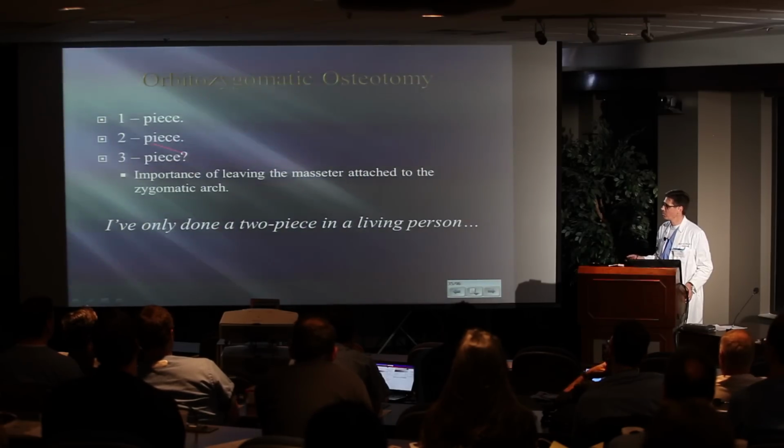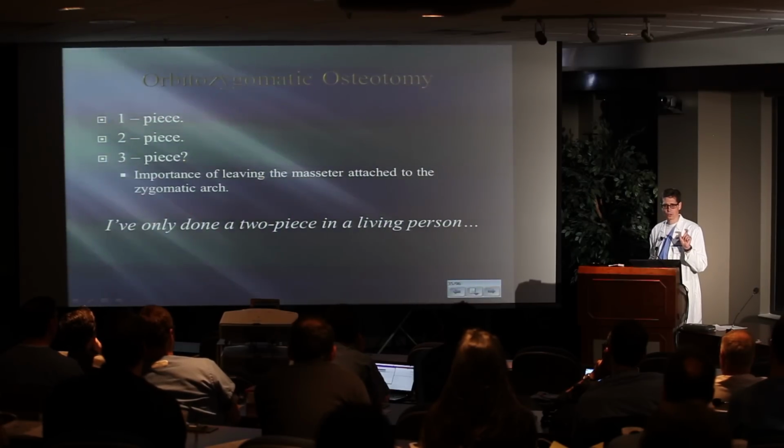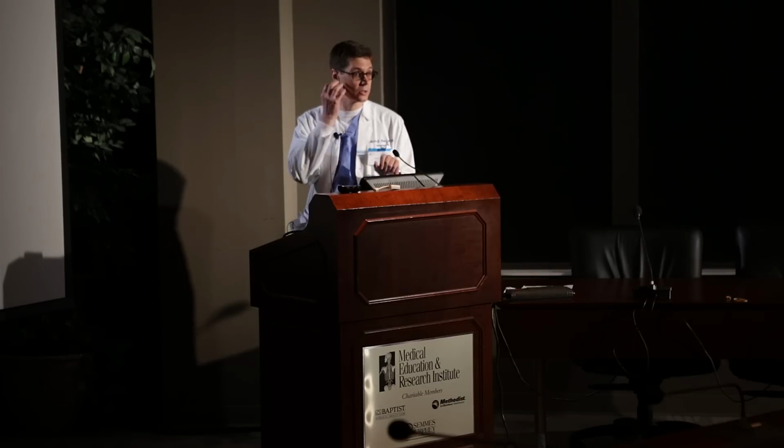I like that guy. So I'm just going to quickly go through how I do an orbitozygomatic, and this is what we want you to do in the lab this afternoon when we go downstairs. So there's lots of ways to do it. You can do a one-piece or a two-piece. Some people actually talk about doing a three-piece. And the issue is whether or not you need to leave the masseter attached to the zygomatic arch. So a lot of people think that that is important. Otherwise, they get more TMJ dysfunction.